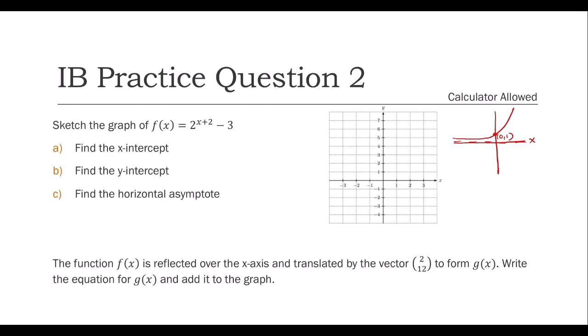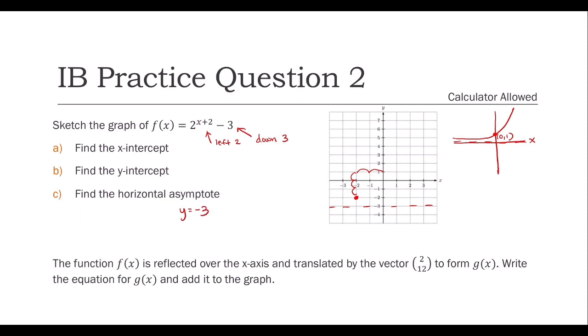So our 2 to the x has been shifted left 2 and down 3. So this (0, 1) is going to go left 2 and down 3. Because it's gone down 3, our horizontal asymptote is also going to go down 3. So our horizontal asymptote, part C, will be y equals -3.